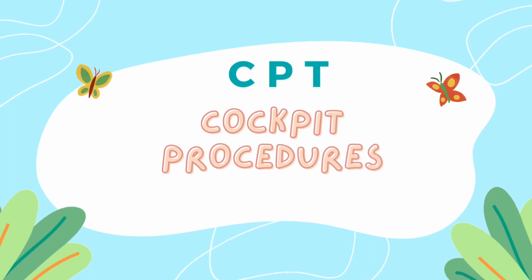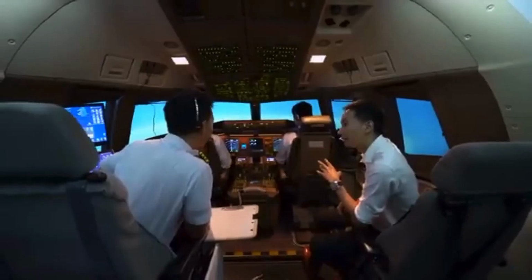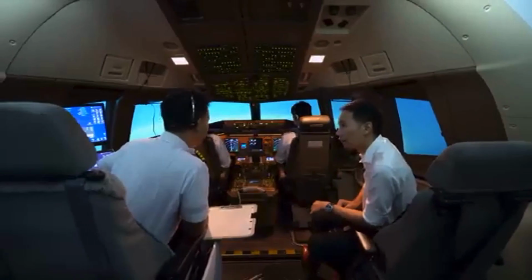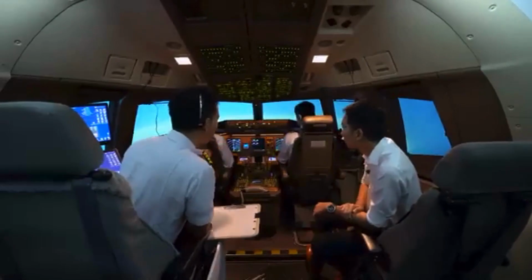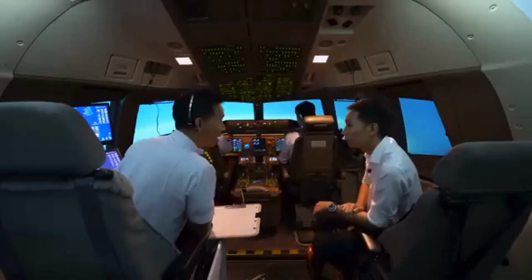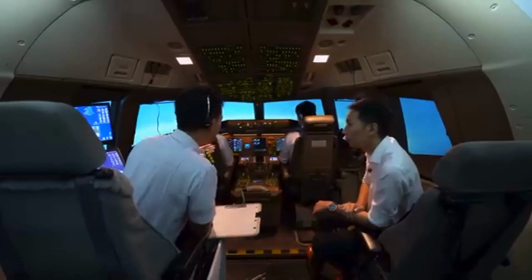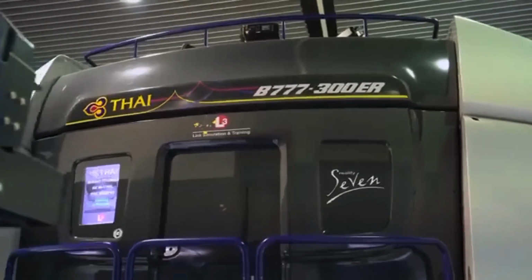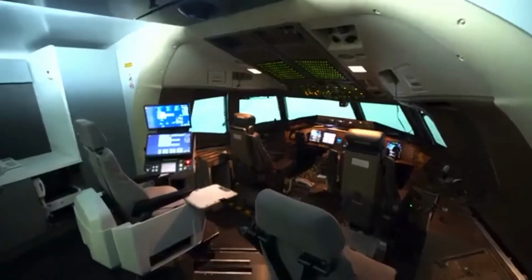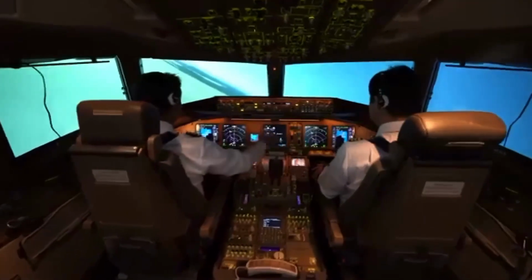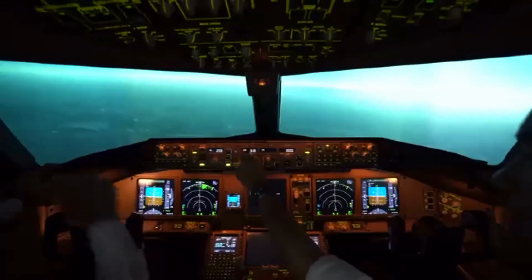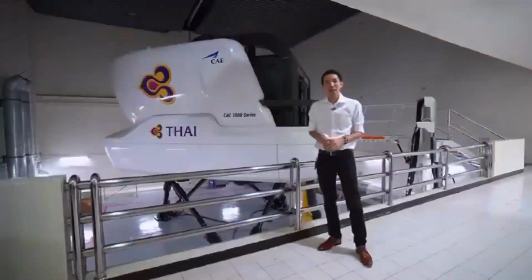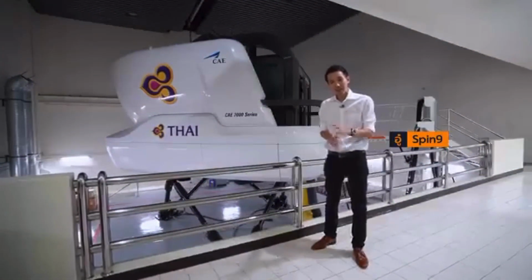A cockpit procedures trainer or CPT is a type of flight simulator or training device used in aviation to help pilots learn and practice cockpit procedures in a realistic but controlled environment. It's designed to replicate the cockpit of a specific aircraft or a certain aircraft type, allowing pilots to familiarize themselves with the layout of controls, instruments, systems, and such.